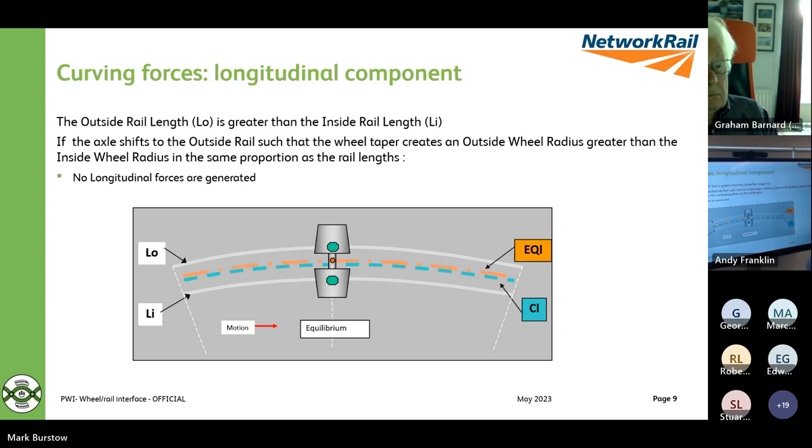Unfortunately, if it doesn't get to that position and it moves further away from the centre line of the track, then the wheel set will be trying to turn, but we'll get equal and opposite forces being generated in the contact patch trying to turn the wheel set back towards the centre line of the track. So this is where those longitudinal steering forces come from that I talked about at the beginning. It's basically the wheel set overshooting the track and trying to steer itself back. So that's where the longitudinal forces come from.